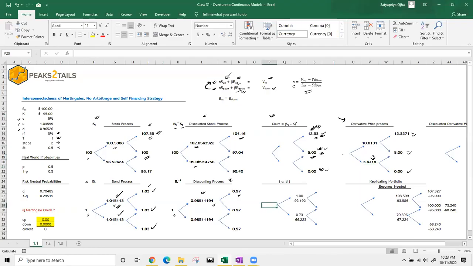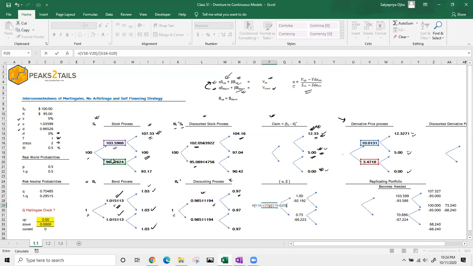Clear? All right. Now you look at these two, exactly how we looked at probably these two and came up with this. So we can look at these two and come up with this. So let me quickly do that. Alpha would be the up-state derivative price, V up, minus V down, divided by S up minus S down. That's alpha.